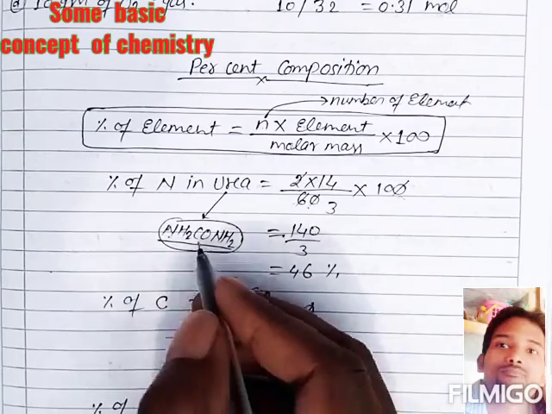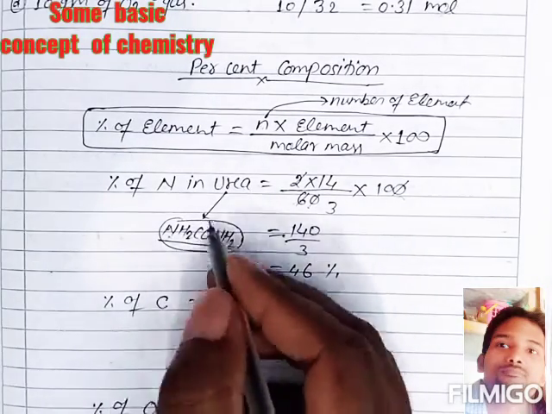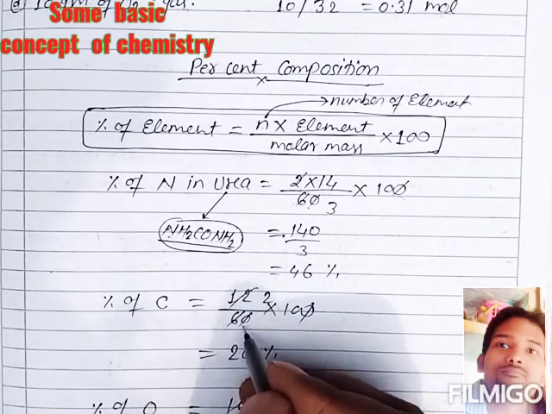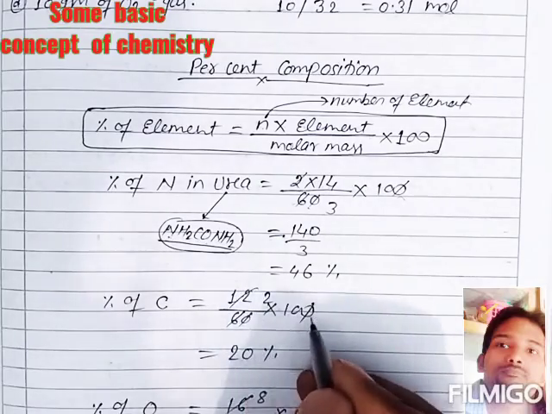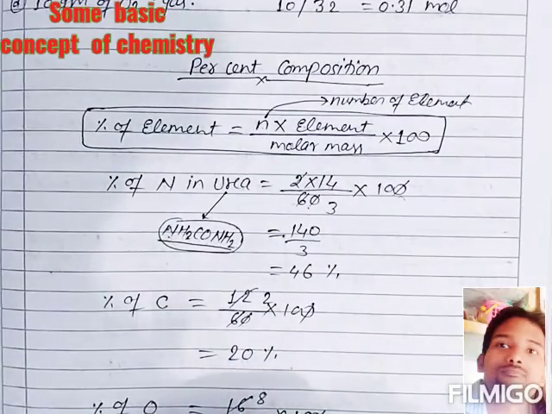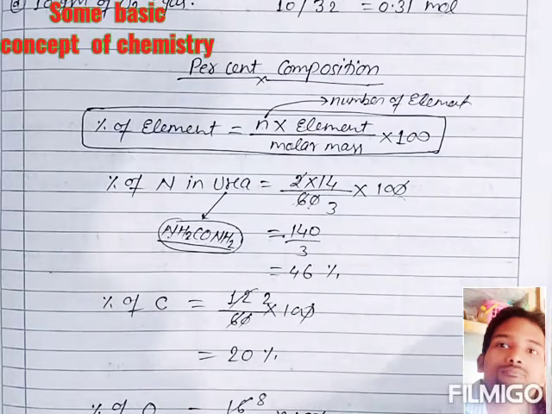Why 12? Because in this case carbon is single, having molar mass 12, divided by the whole molar mass 60, into 100. That means 12 gram is present in 60 gram of urea, into 100, gives 20%. Okay. Now the third one is the percent of oxygen, equal to 16 by 60 into 100, equal to 80 by 3, equal to 26.6%.